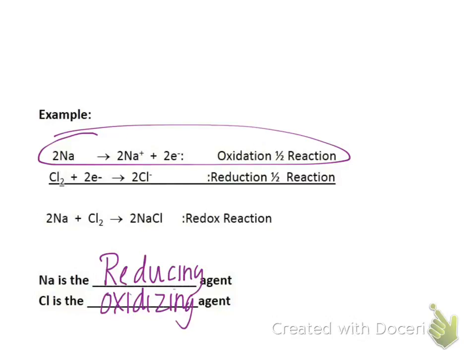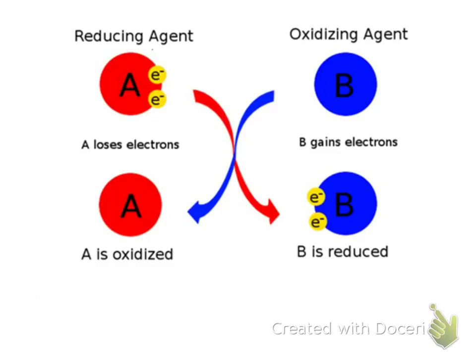So to recap, there's a little picture there to help you understand that whatever is oxidized is losing electrons and it's the reducing agent, because it causes the other thing to be reduced. So that's why it's called the reducing agent. And then whatever is reduced gains electrons. It causes the other thing to be oxidized, so it's the oxidizing agent. And that is the end for today.